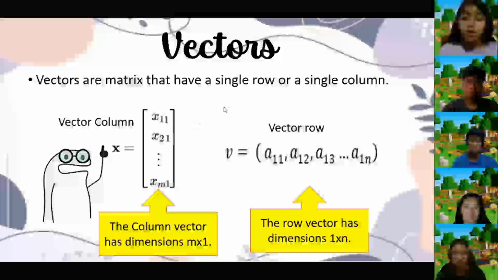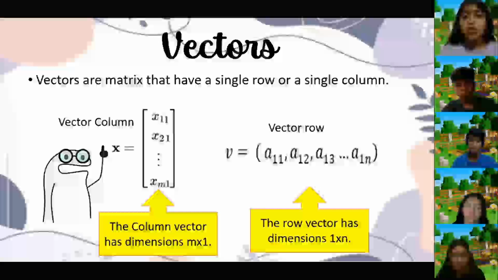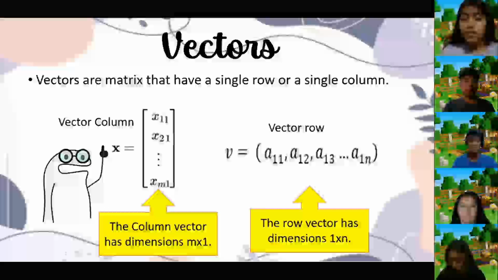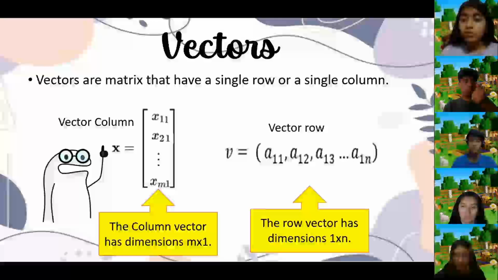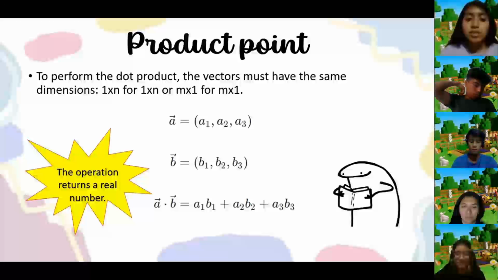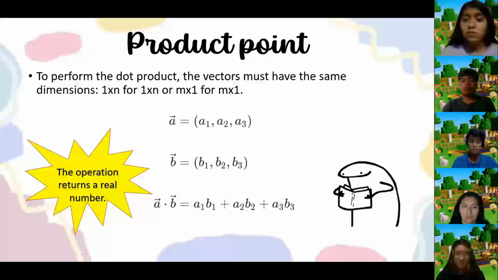Vectors. What are vectors? Vectors are matrices that have a single row or a single column. A column vector has dimension n times 1, and a row vector has dimension 1 times n. Dot product. What is the dot product? To perform the dot product, the vectors must have the same dimensions, 1 times n with 1 times n, or m times 1 with m times 1. The operation returns a real number.